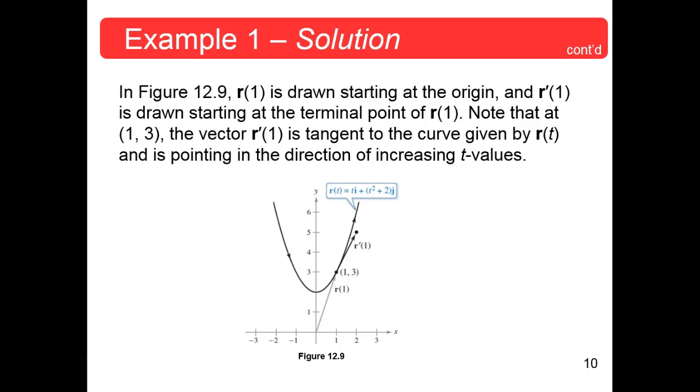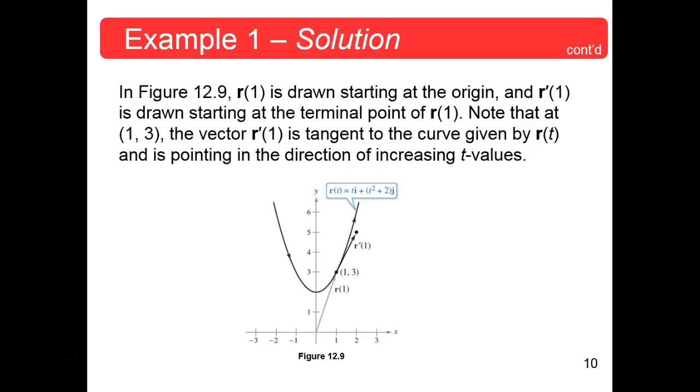So here's your R of 1, and there's your tangent R prime of 1. Now, they made this look a little bit bigger than what I did in mine. They aren't necessarily related very much at all, so don't expect them to be. Are they in the same direction? No, they're not. Are they the same length? No, they're not. Don't expect them to be.